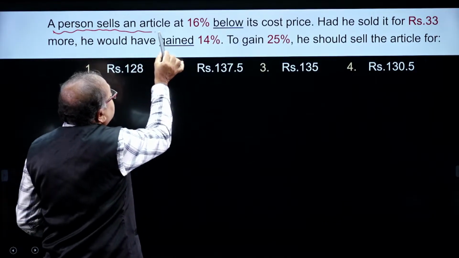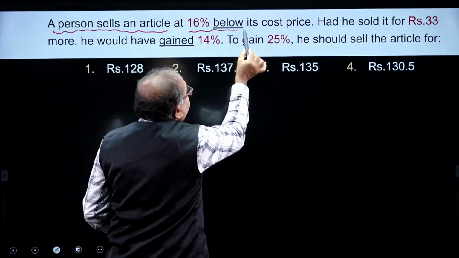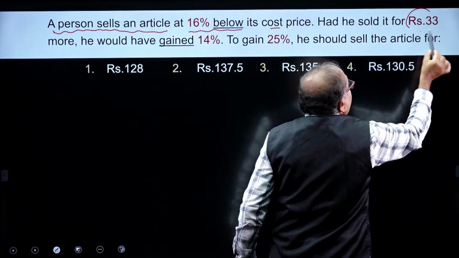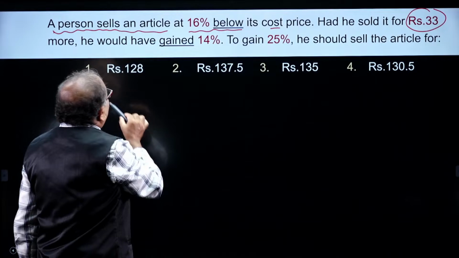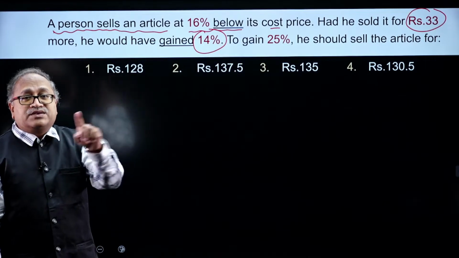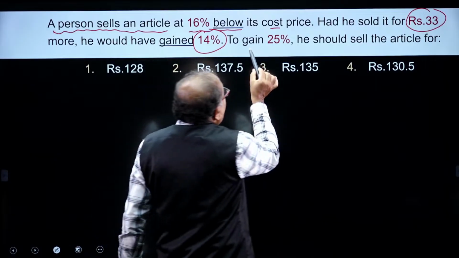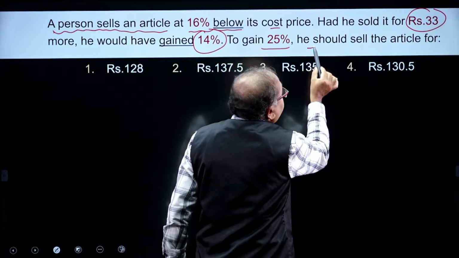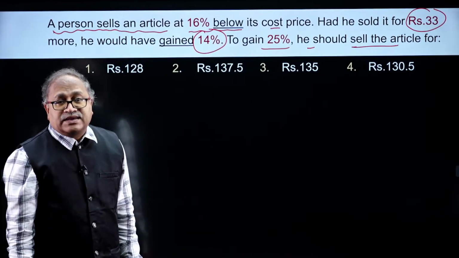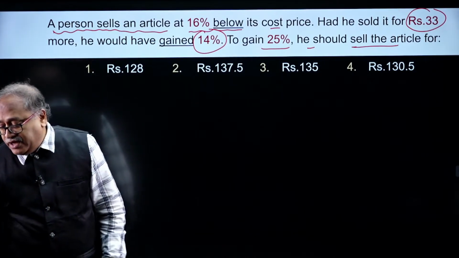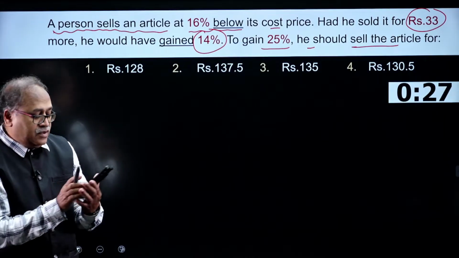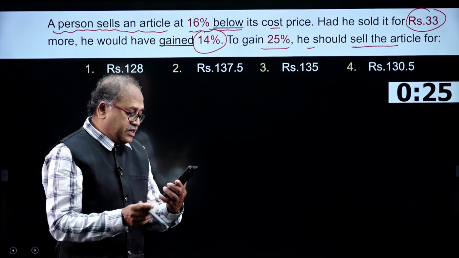A person sells an article at 16% below the cost price. Had he sold it for rupees 33 more, he would have gained 14%. You know, very commonly this type of question comes. To gain 25%, at what price should he sell? Okay, come on, take your 30 seconds. I will not interfere in your 30 seconds.